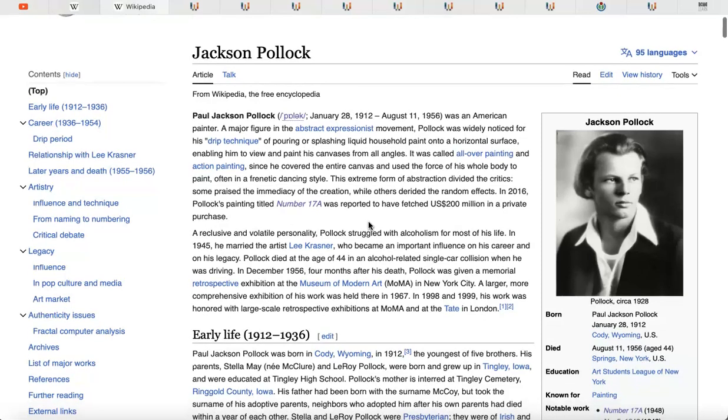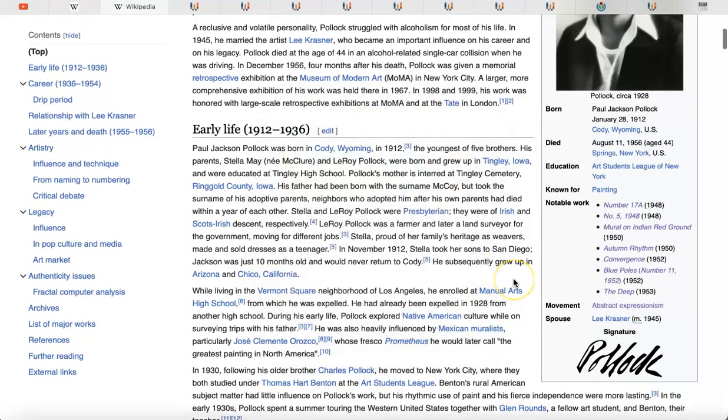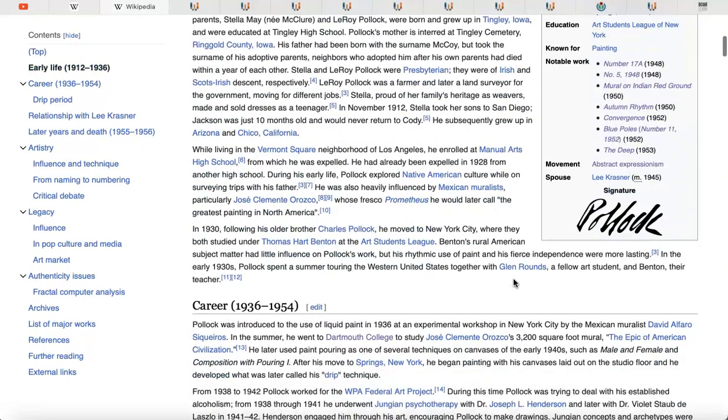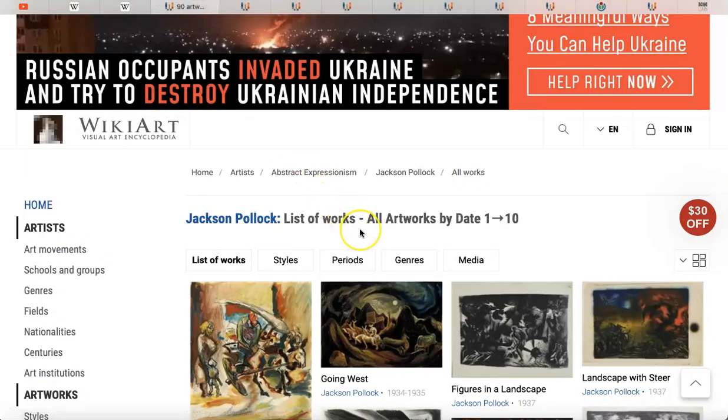Okay. He struggled with alcoholism for most of his life. He married Lee Krasner. He died at the age of 44 in a drunk driving car accident. I think he was the one who was drunk and driving. And that's that. There's probably plenty more going on with his life. But I don't know. Let me show you some of his works just so you can get an idea of what we're working with.